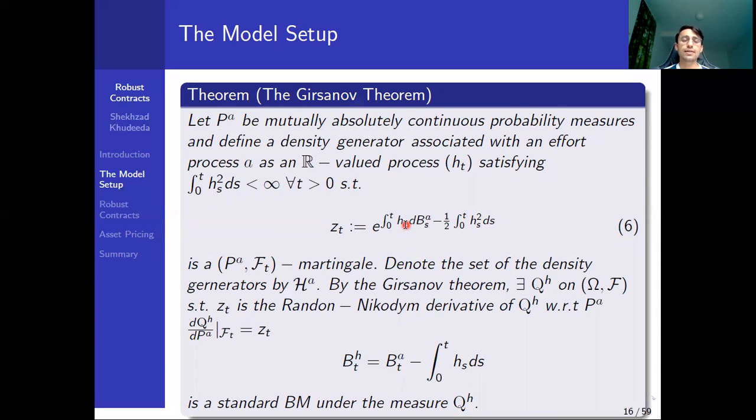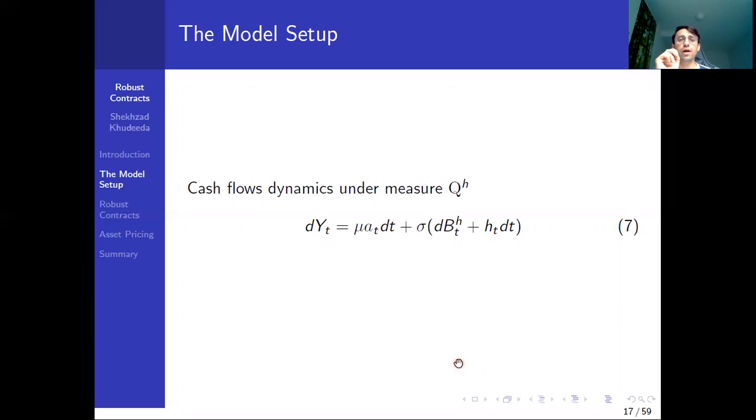Then by the Girsanov theorem, there exists an equivalent probability measure Q^H on this measurable space (Omega, F), such that the random density Z_T satisfies this condition with respect to the original probability measure. In this case, we can define a Brownian motion under the equivalent probability measure as this equation. So as we have a new equivalent probability measure Q^H, we can also define our cash flow dynamic process under this equivalent probability measure. Just before we had dB^A; here instead of dB^A, we put this equation by the Girsanov theorem.